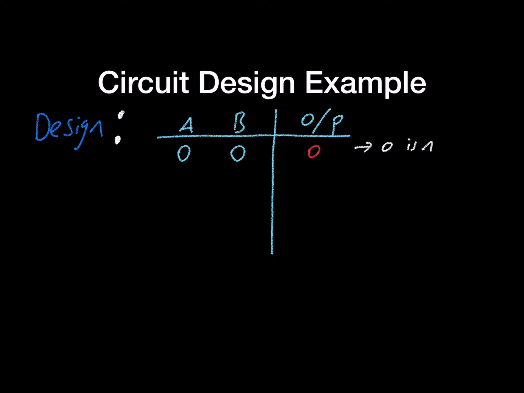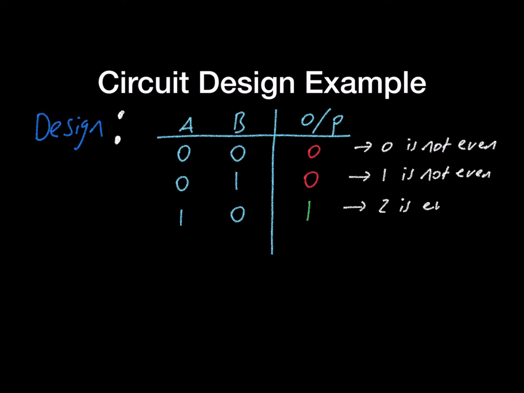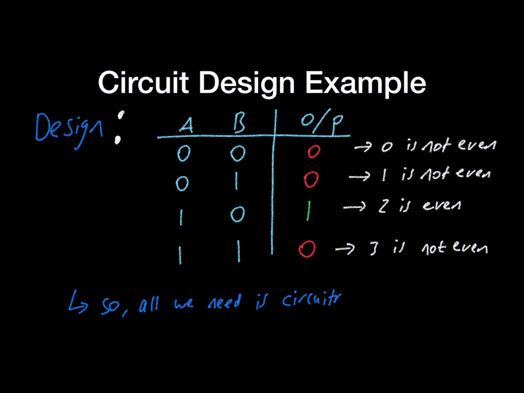We set up our design by drawing a truth table, listing all possible input combinations as shown. We then use our specification to decide when we want the output to be true. In this case, our output is true. That is, the blue pixel is only on when we receive the number 2, as it is the only even number between 0 and 3. So this tells us we need a circuit that outputs a 1 only when A equals 1 and B equals 0.